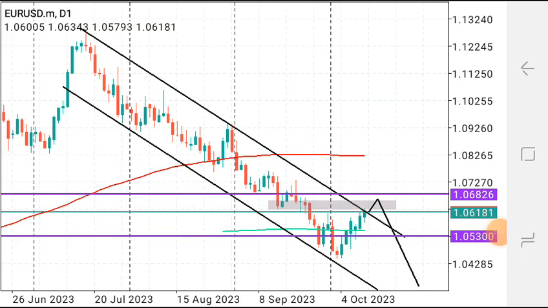And now continuing, this is the EUR/USD on the daily time frame.